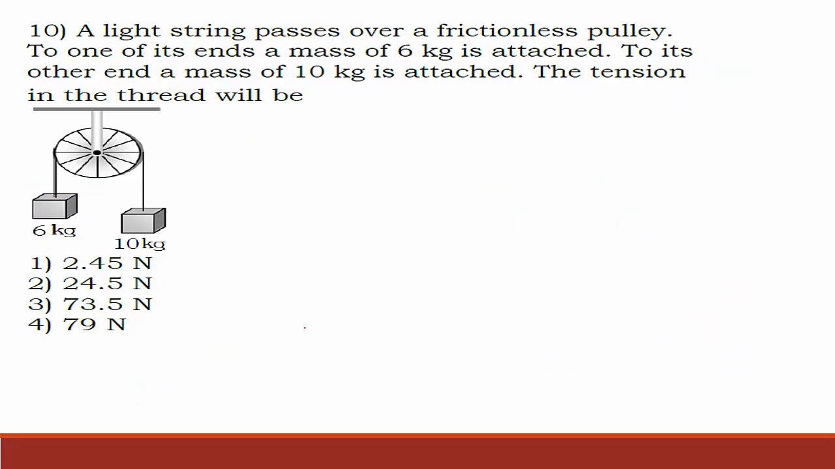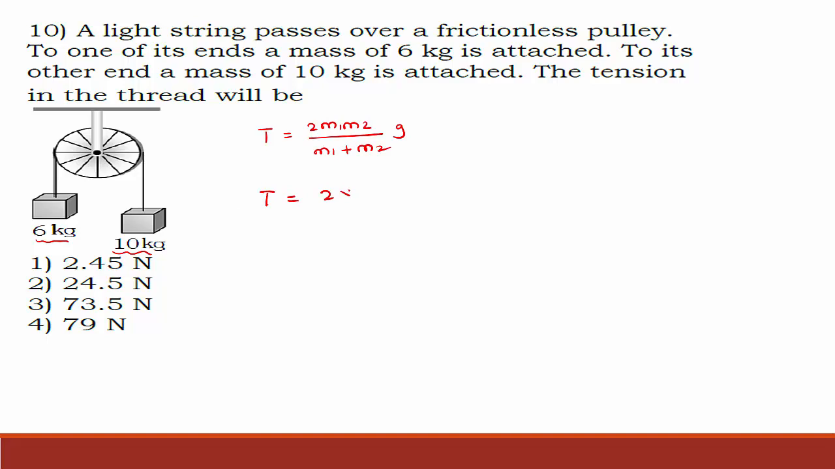A light string passes over a frictionless pulley. To one of its ends, a mass of 6 kg is attached. To its other end, a mass of 10 kg is attached. The tension in the thread will be. So here we have the direct equation. Tension in the string is given by T equal to 2 times M1 M2 divided by M1 plus M2 into g. This equation we can use directly here.